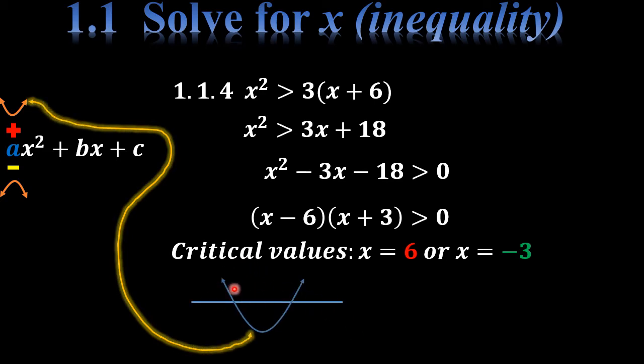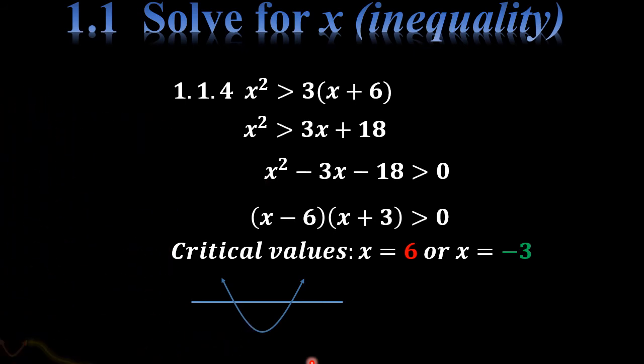You just draw your number line here, then it must face up. Why is it facing up? Because a is positive. What is the value of a? The value of a is 1 here. It's positive 1. Okay? Then from there, you can easily write the critical values. So the first critical value, the smallest, is minus 3. The second one will be 6.